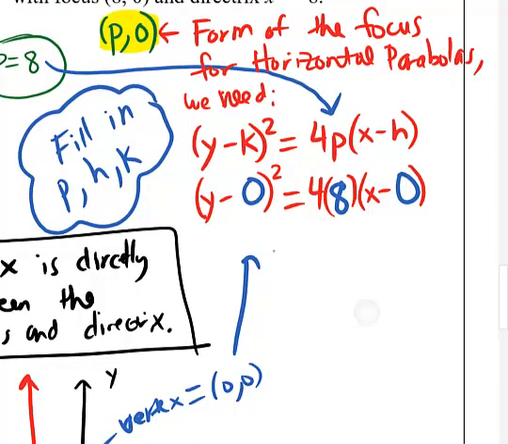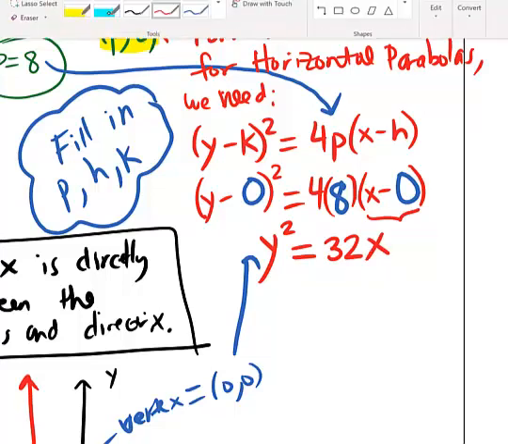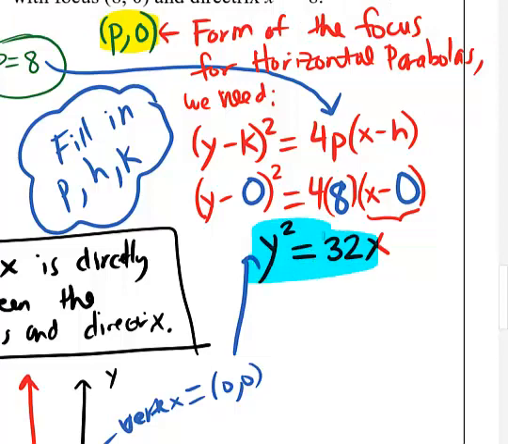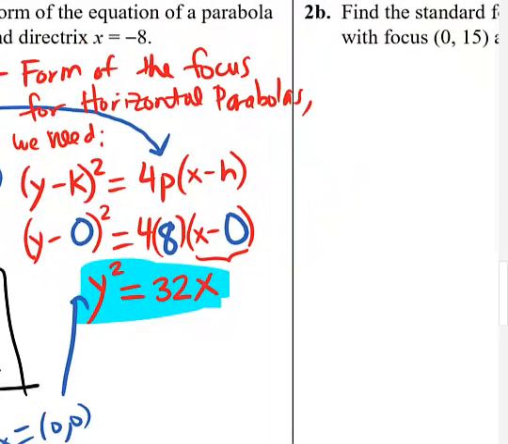And I can simplify this a little bit. The left side just looks like y squared. The right side, 8 times 4 is 32. And then x minus 0 is just x. So this must be the guy we want here. This is the equation of our particular parabola that they described in this problem.